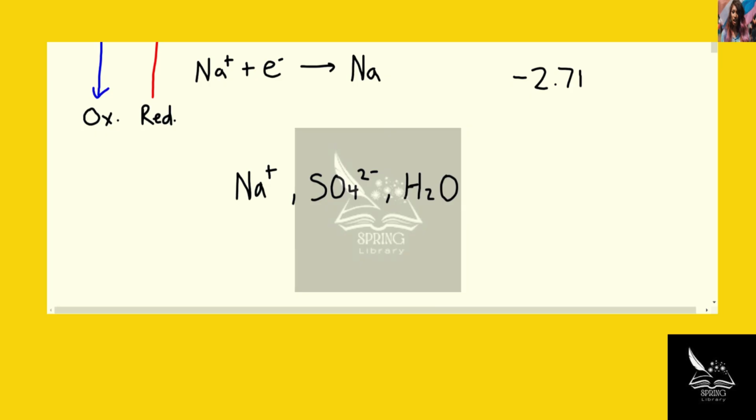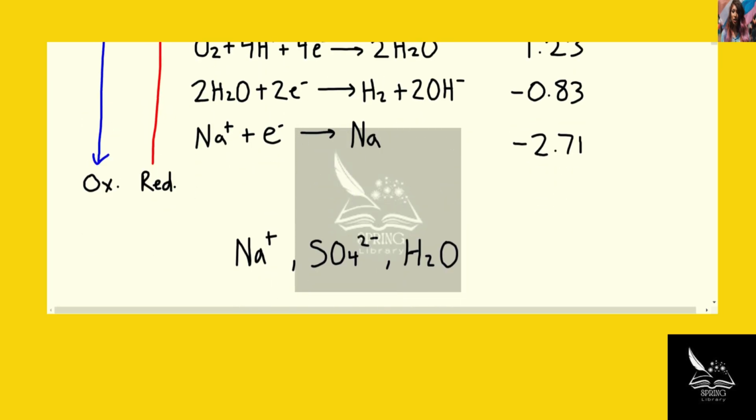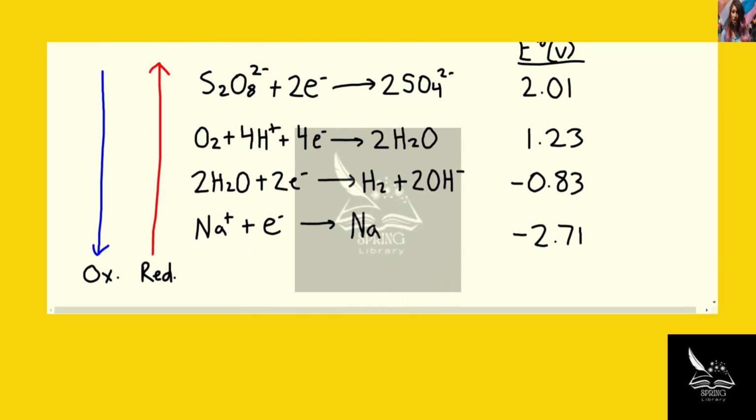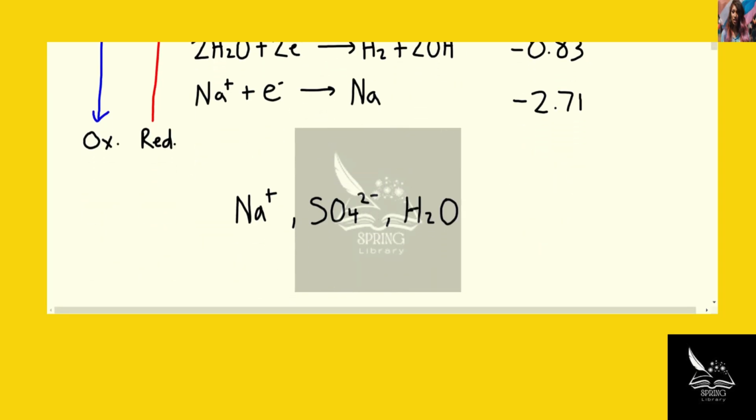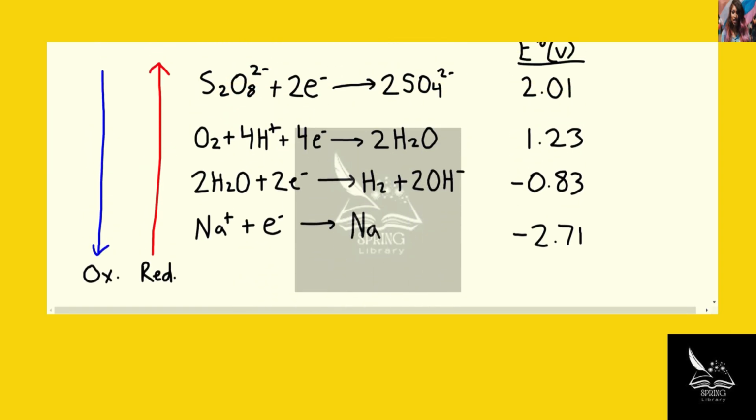And for SO4 2-, we know that we can only oxidize that. We cannot increase the charge of that. We cannot add more electrons to SO4 2-. And so if we reverse this top reaction, that would represent the oxidation of SO4 2-. So Na+ can only be reduced, SO4 2- can only be oxidized, and H2O can be either reduced or oxidized. So now we need to determine which reaction will occur for the reduction and oxidation.